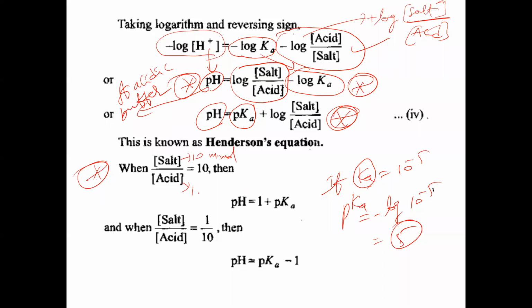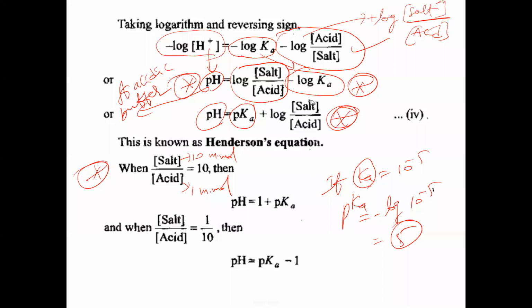Millimoles 10, and here 1 millimole. So 10 millimoles of salt by 1 millimole of acid we have taken. Now what is this ratio? 10. So when salt concentration by acid concentration is equal to 10, what does it become?